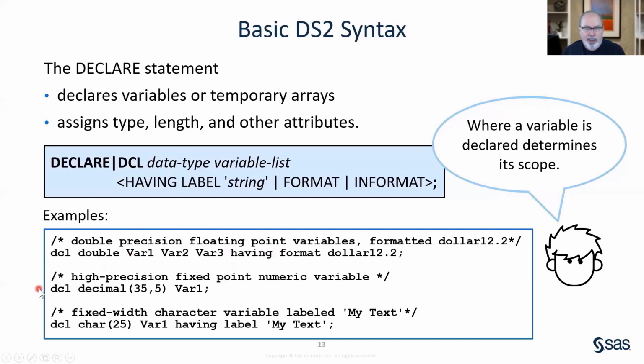Here's a different declare statement, declaring a high precision fixed point numeric value, a decimal type, with 35 digits of precision, 5 reserved for the decimal portion. And we're only making one of these called var1. And finally, a declare statement for a fixed width character variable, char25, named var1, with a label, my text.